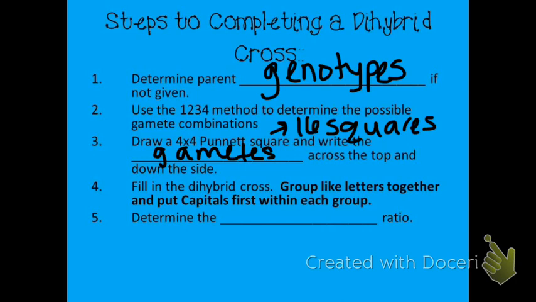Step 4, we're simply going to fill in our dihybrid cross, and we're going to always follow the rule that we're going to group like letters together and put the capital letters first within each group. And you'll see what I'm talking about more with that rule when we actually work our example on the next slide. And then the last step, step 5, is to determine the phenotypic ratio, in order to see what our offspring are going to end up looking like given the two parents.